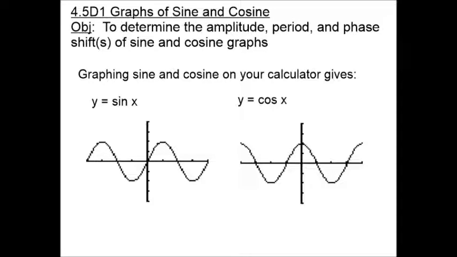We're looking at 4.5 day 1, graphs of sine and cosine now. We're going to be determining the amplitude, period, and phase shifts of sine and cosine graphs. We'll get to what those mean in a little bit. But if we go ahead and graph sine and cosine on our calculators, it gives us things that look like those two things below. Notice we do have a nice wave pattern to them.